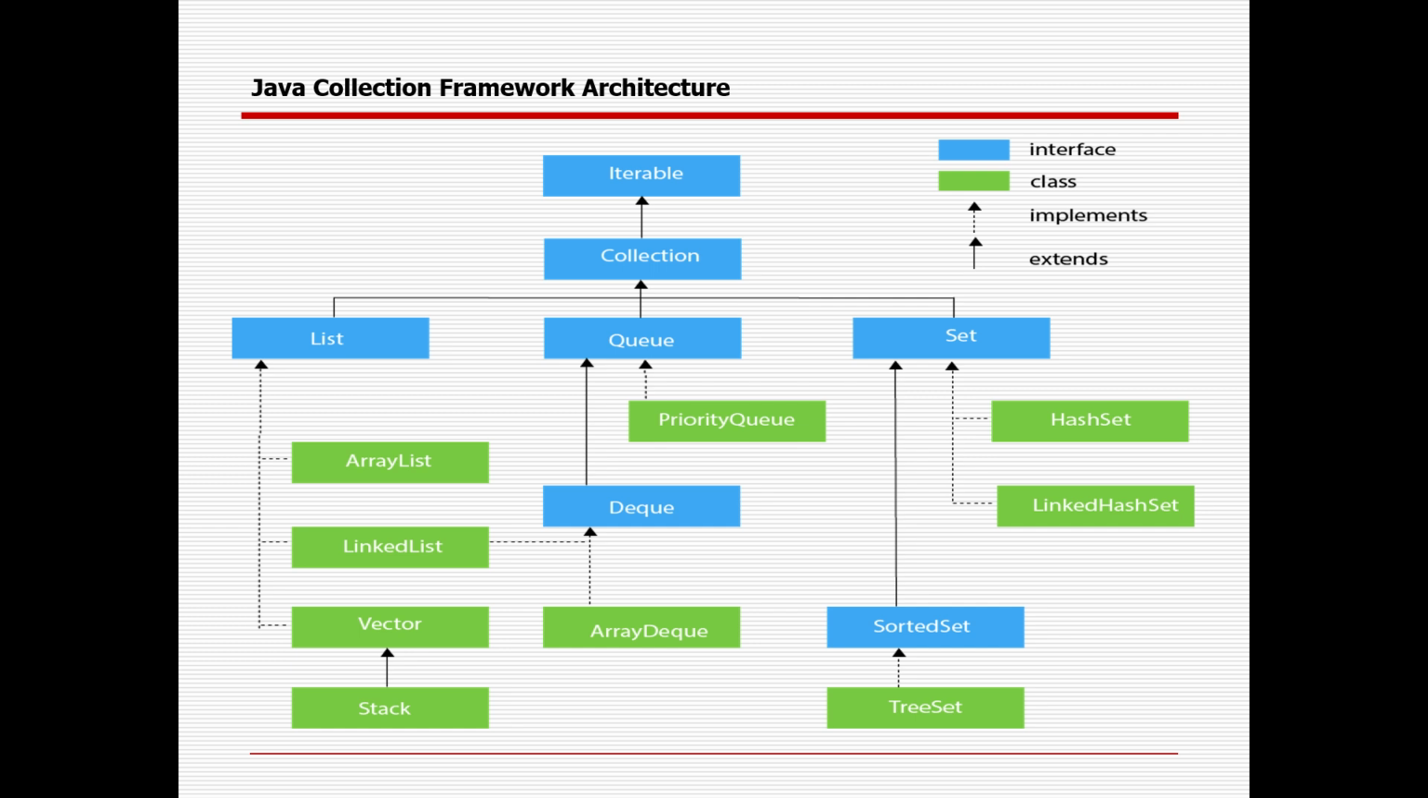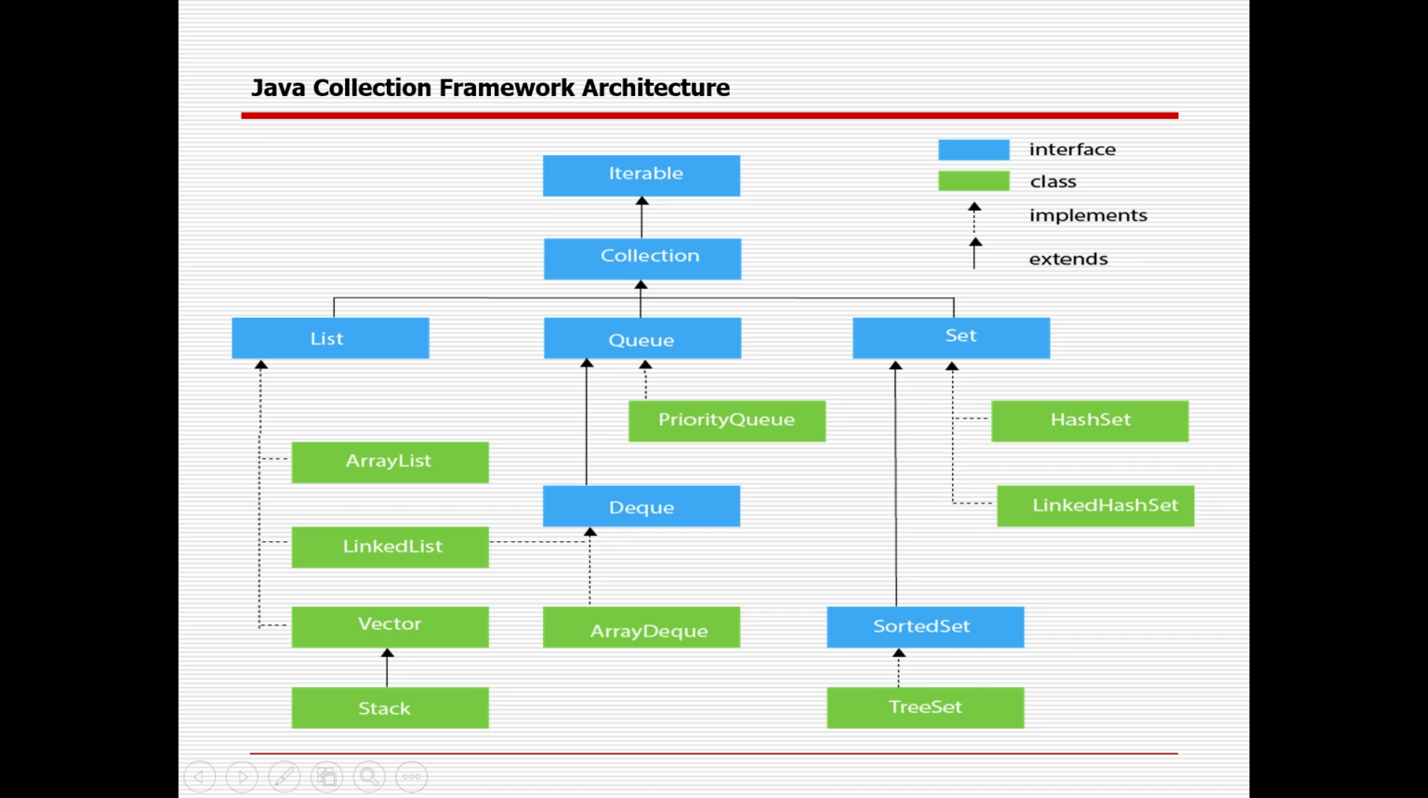I told you in the last session: in case it's class to class, it will be extending. In case it's interface to interface, it will be extending. But in case it is interface to class, it will be implementing. So here it starts with the Iterable interface, which is the mother of all interfaces, and then the Collection interface, and we'll go from the bottom here.